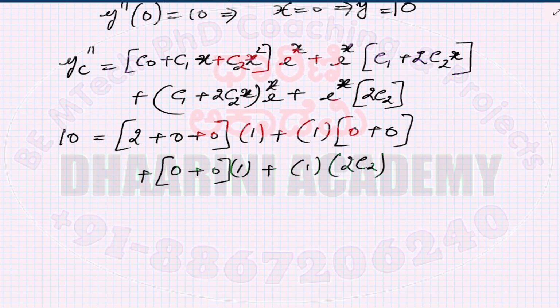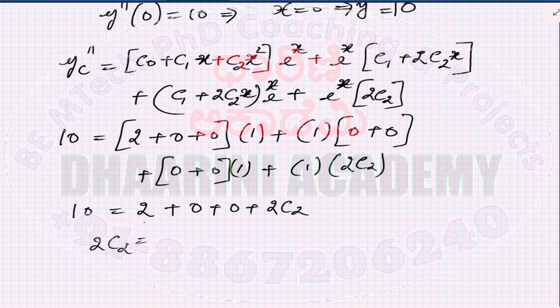Okay, fine. So let's calculate the value now. So 10 is equal to 2, plus the second term is 0, third term is 0, fourth term is 2c2. Now 2 I am going to take to the other side. So 2c2 is equal to 10 minus 2 is equal to 8. This means, how much is c2? c2 is equal to 4. So I got c0, c1 and c2. Therefore, now you have the exact answer required for this problem.